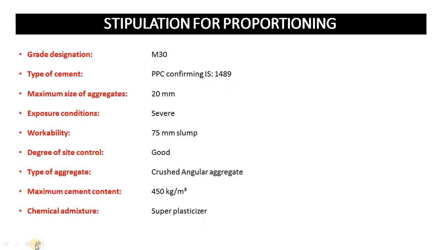So the data provided is that the grade of concrete is M30, then the type of cement provided is PPC conforming to IS 1489, and the maximum size of aggregate provided to us is 20 mm, and the exposure condition is severe, and the workability, or we can say slump, provided to us is 75 mm. Then the degree of site control is good, and the type of aggregate is crushed angular aggregate. Then the maximum cement content is 450 kg per meter cube, and the chemical admixture used is super plasticizer.